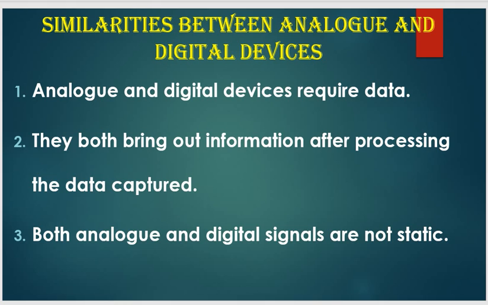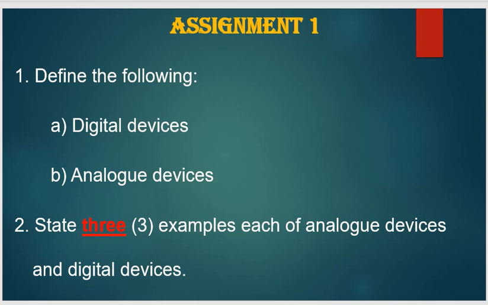So today we'll end our lesson here. Before that, I have an assignment for you. So with your second assignment in Introduction to Computing, we have the following questions. Question 1, define the following. The first one is digital devices. So you write what digital devices are. Then B, you write what analog devices are. Then question 2, you will give 3 examples each of analog devices and digital devices.